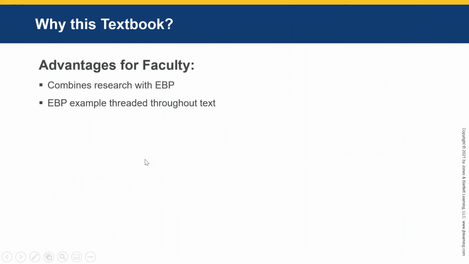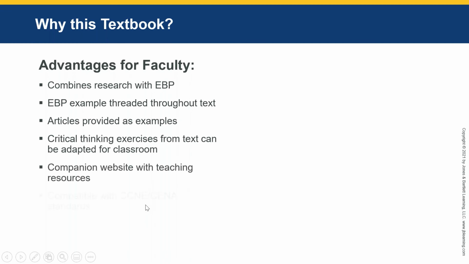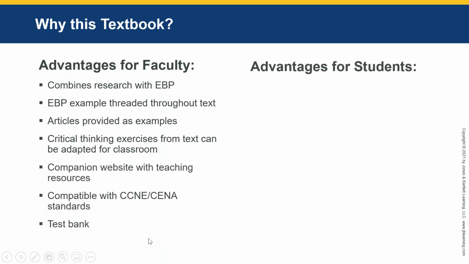So why do I recommend this textbook? Because it combines research with EBP. The EBP example is threaded throughout the whole text in the Apply What You Have Learned section. And we have already done the footwork for you of finding articles for examples for each chapter. So that really saves a lot of time. The critical thinking exercises we've created could be used in the classroom, and the companion website has all these templates and grading available for you.